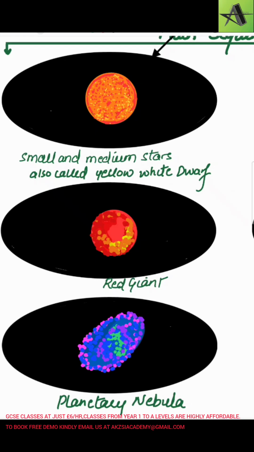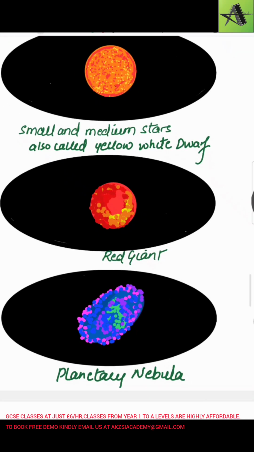Well, in the red giant phase, the core may start fusing helium into carbon and oxygen, that means higher elements. And this phase is shorter, well, not that much shorter, it is still 100 million years, but as compared to a main sequence star, this life cycle is shorter. Moving on to the next one, which is the planetary nebula.